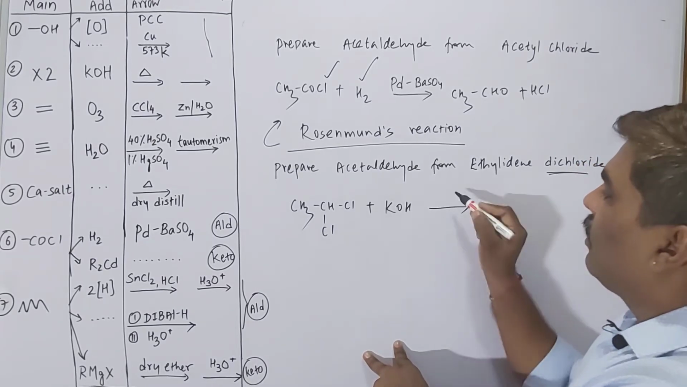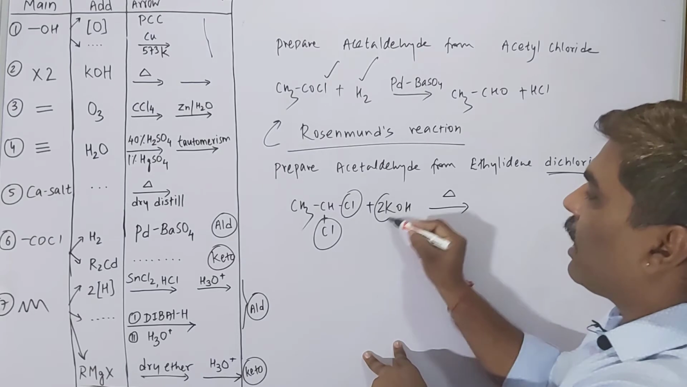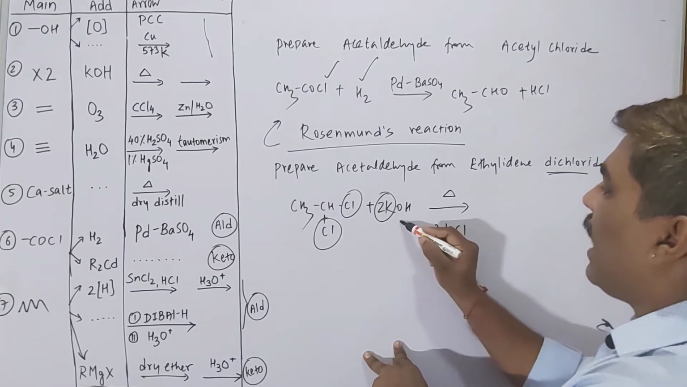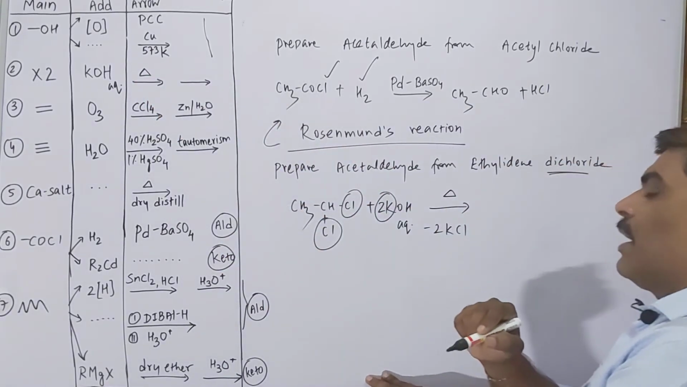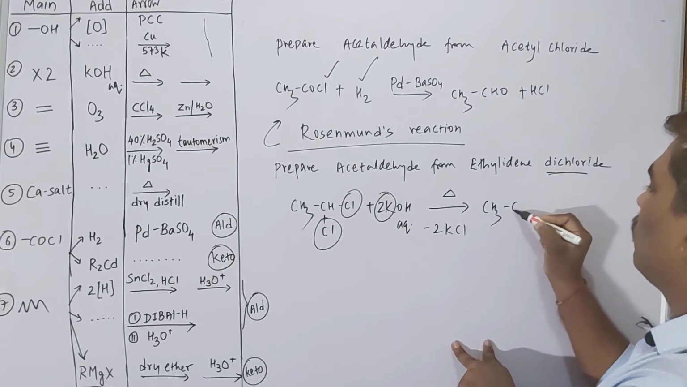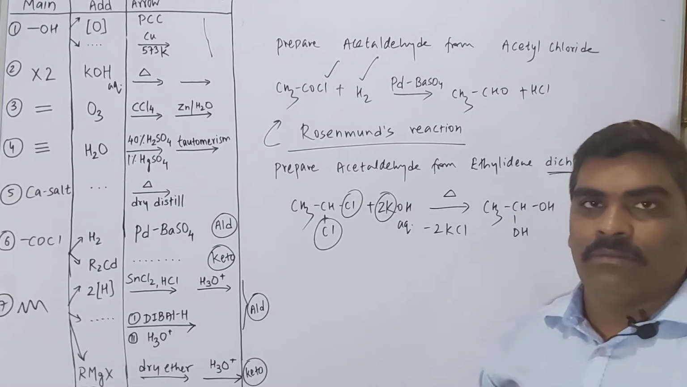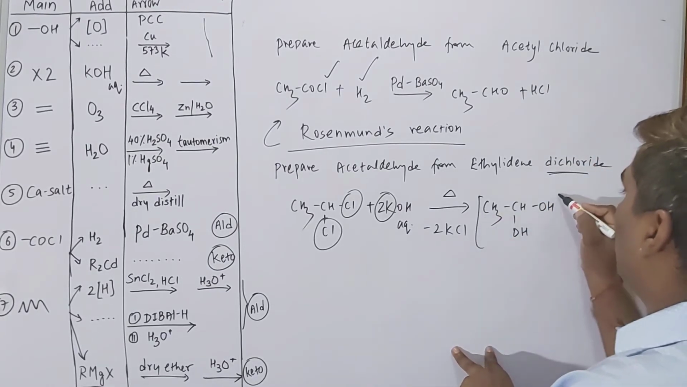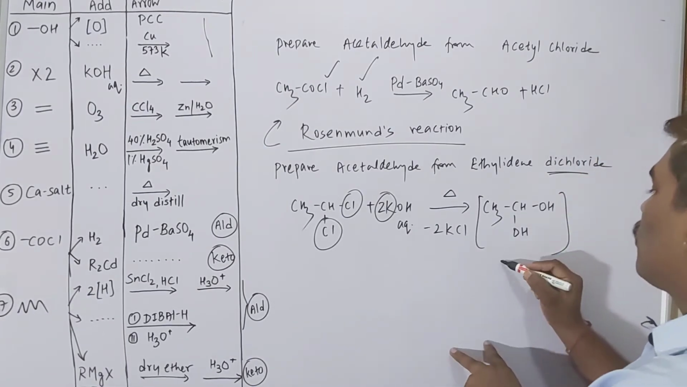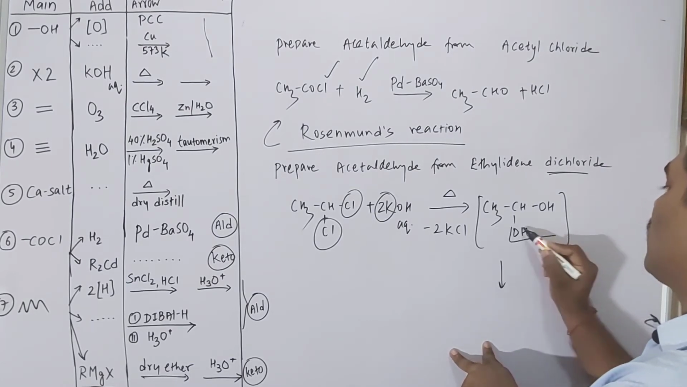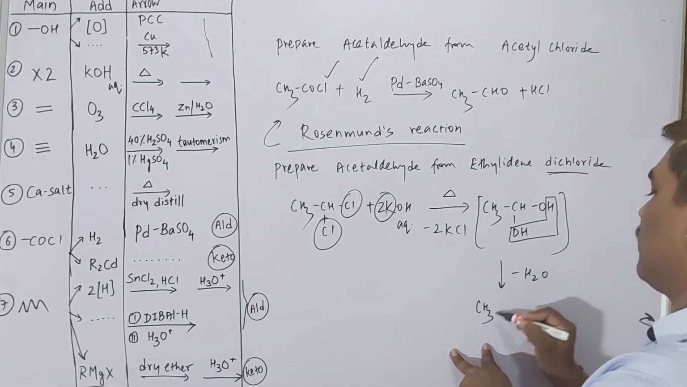On the arrow what we have? Heat. But as 2 Cl is there, we should write here 2, because 2 KCl is going to come out here. This is aqueous. Okay, so the intermediate which we get is unstable. Why? Because two hydroxyl groups are attached to the same carbon atom. So immediately what happens is a water molecule is given out, minus water, and we get this acetaldehyde.